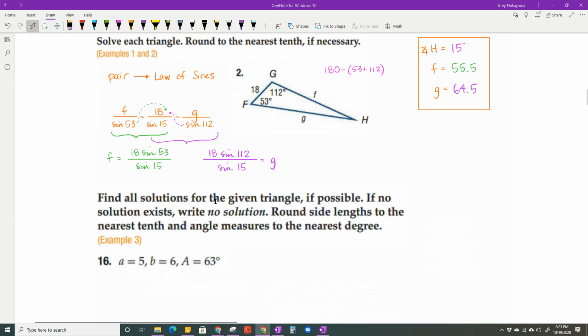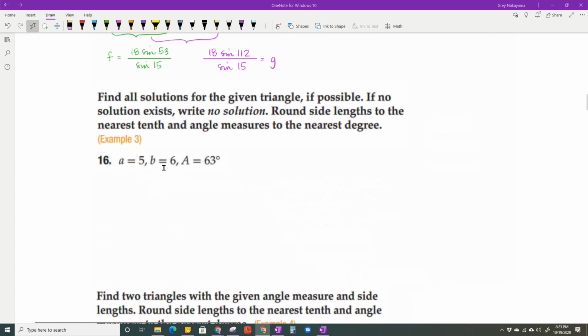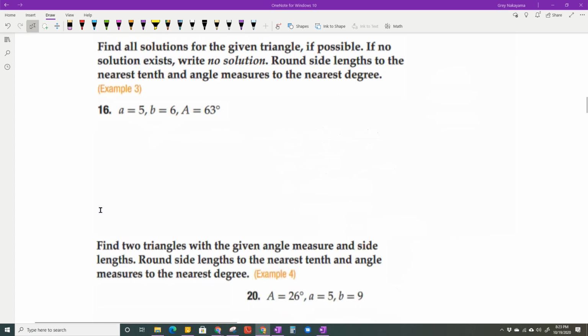Find all solutions for the given triangle if possible. If no solution exists, write no solution. Round side lengths to the nearest tenth and angle measures to the nearest degree. Okay, so I have A is equal to 5, B is equal to 6, and big A is equal to 63.